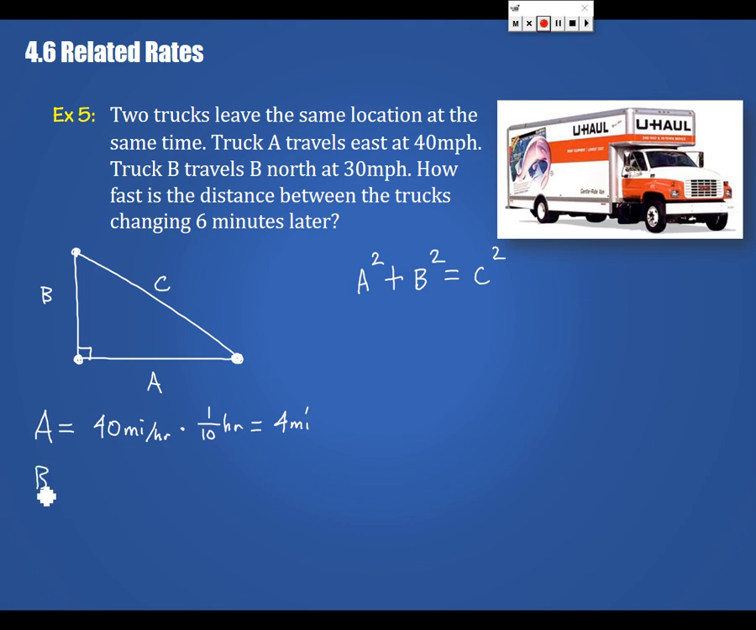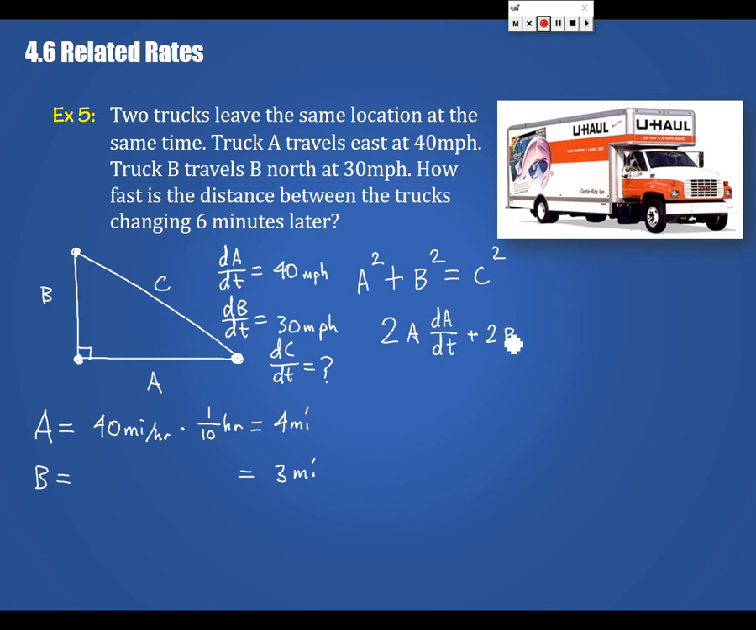And then similar reasoning gives B as, of course, what's B? 3 miles. We already have dA dt and dB dt. We've just discussed those. That's 40 and 30. All right. And the thing we seek is dC dt. There are so many things to keep track of here. We got 3 rates and 3 side lengths, like the previous Pythagorean theorem one that we did.